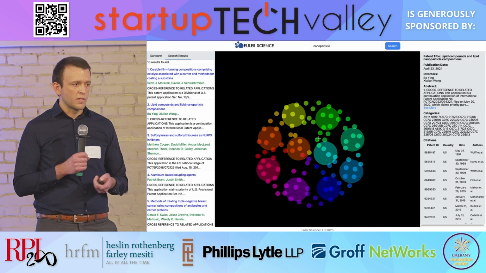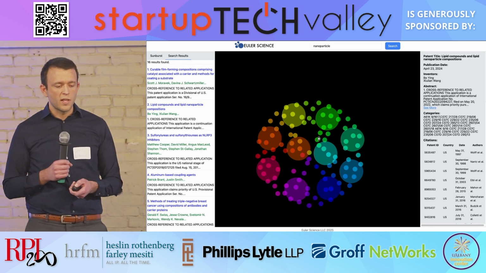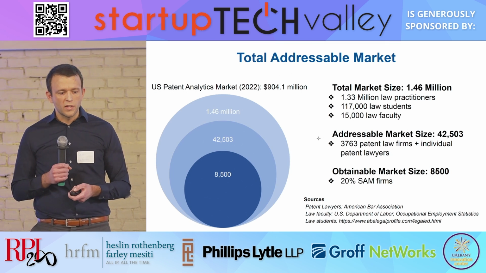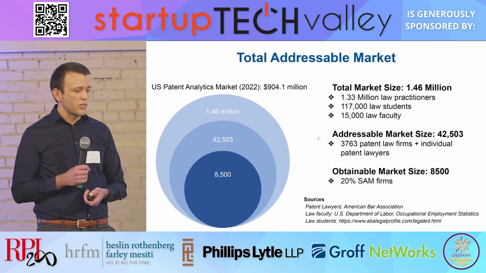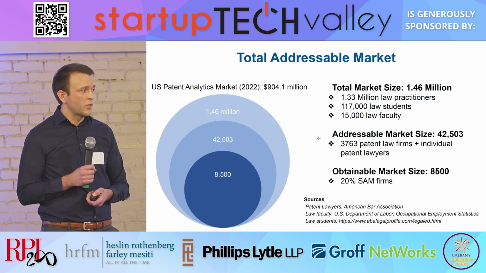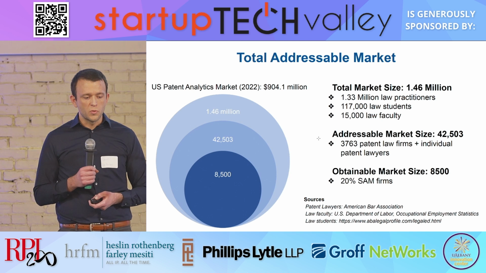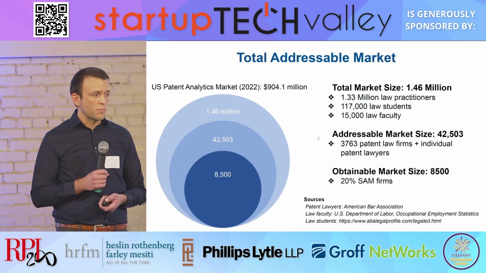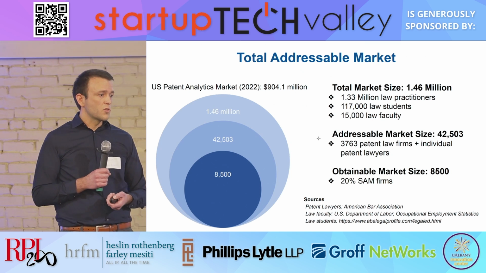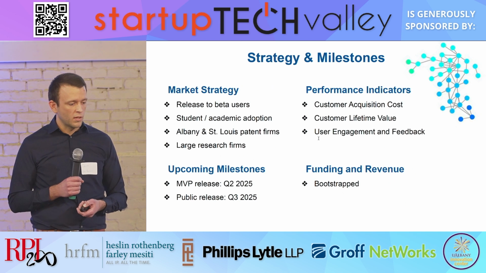And so finally, you get to the highest level, which is the human necessities category, which was A on the previous slide. So the US patent analytics market in 2022 was close to $1 billion. The total market size is about 1.46 million individuals. And then the addressable market size in there is about 40,000 individuals comprised of close to 4,000 patent law firms plus individual patent lawyers. And we think accessing 20% of that would be decent, we'd be happy with that.